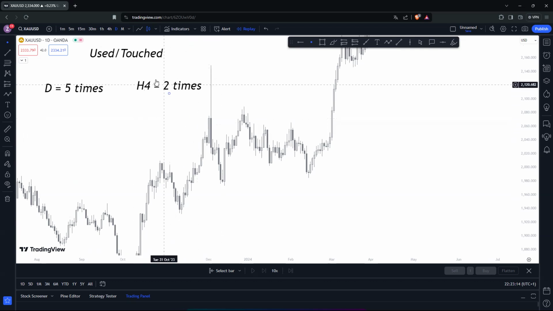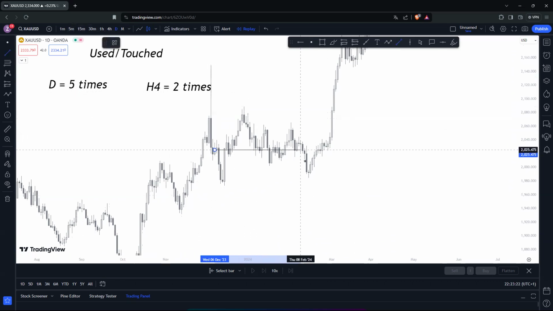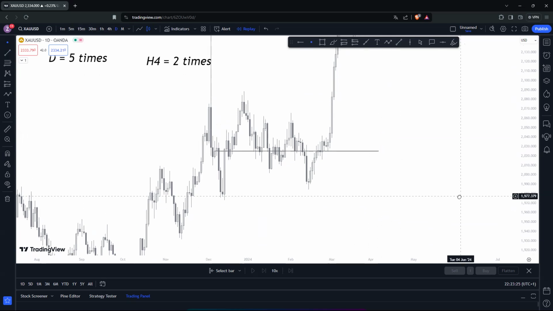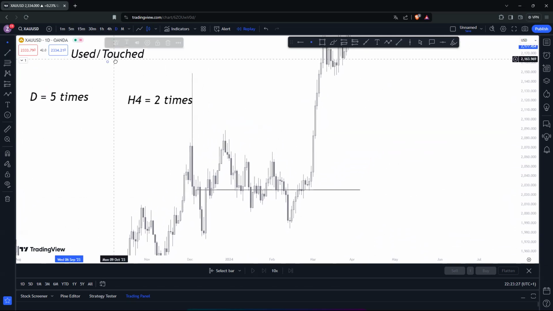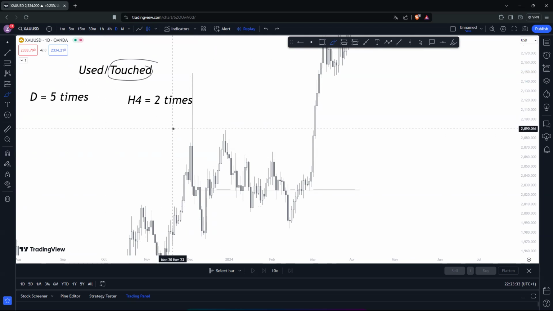Okay, so here you have H4 or less, 2 times. For the daily, 5 times. Now let's take a random level from here and then drag it to the right. Let me explain the second term, touched, because it's the simpler term than used. Touched means simply how many times did we touch the level? Let's count.